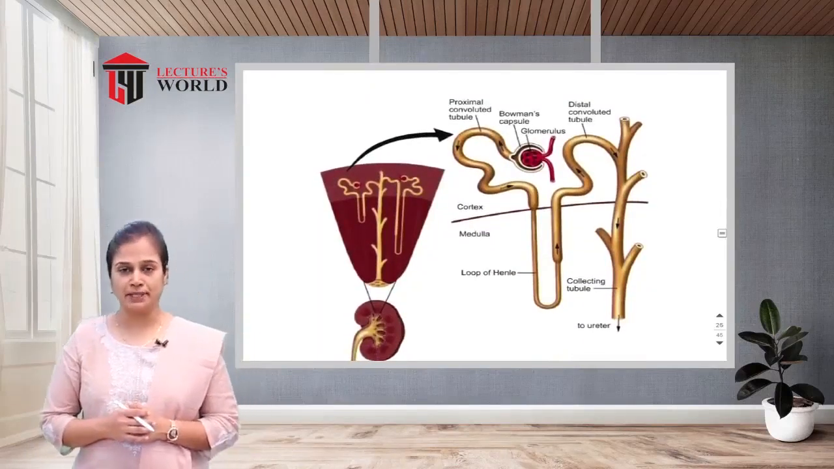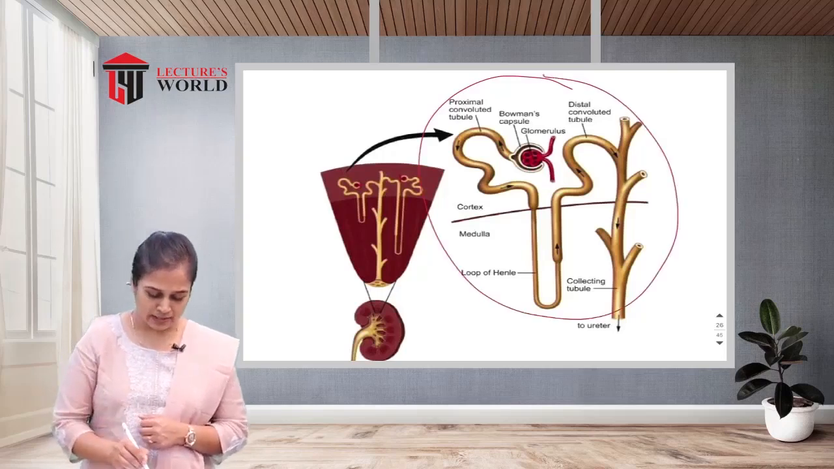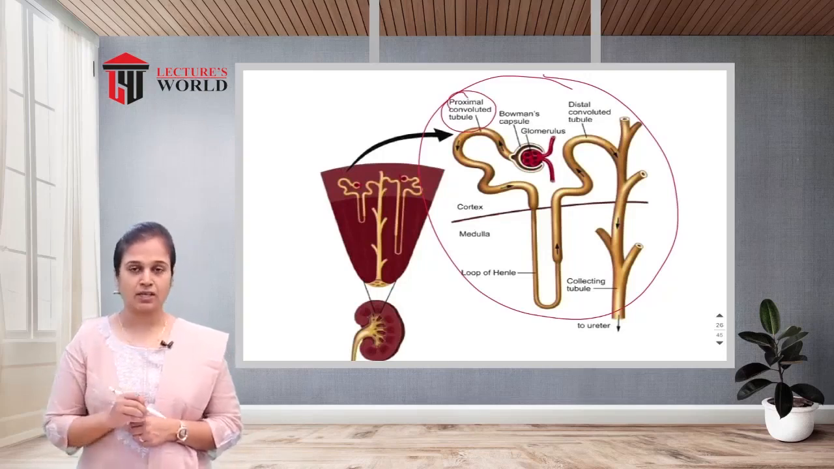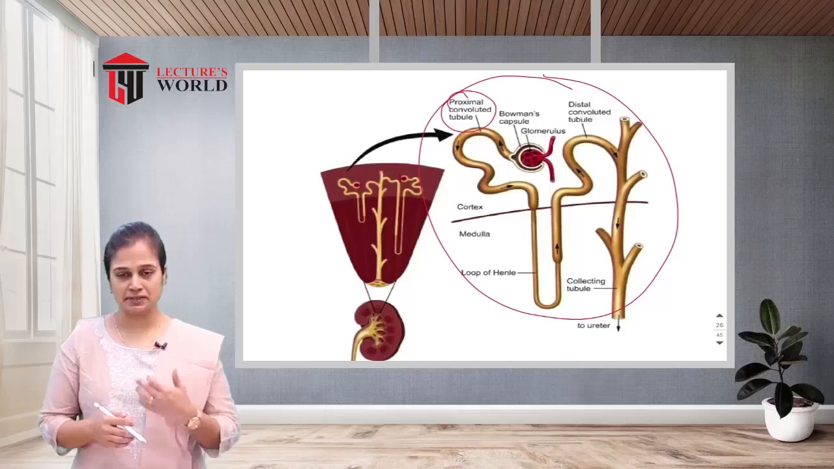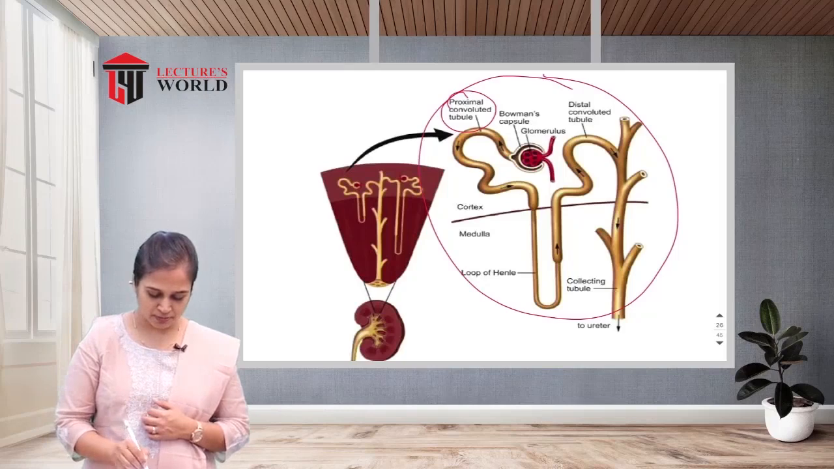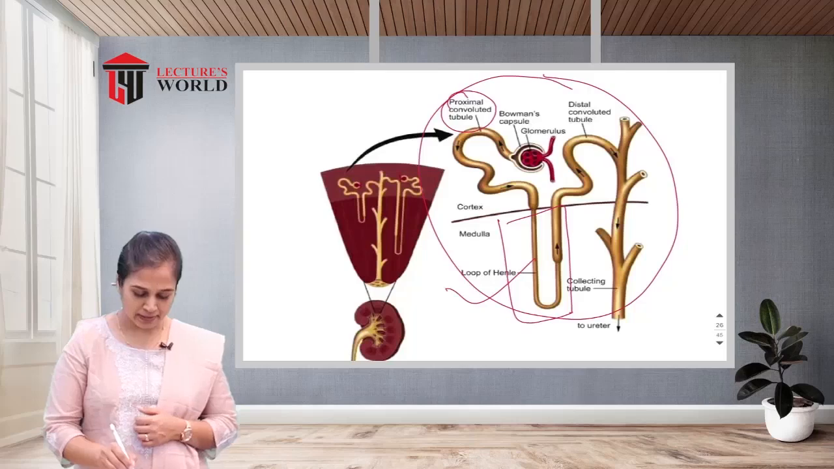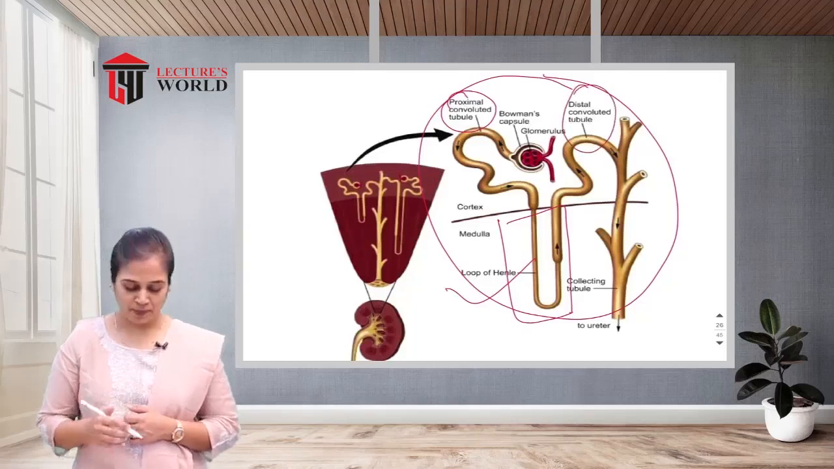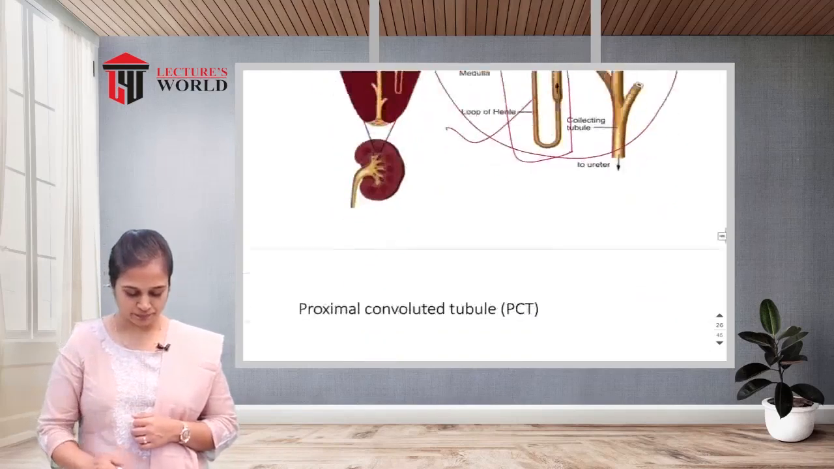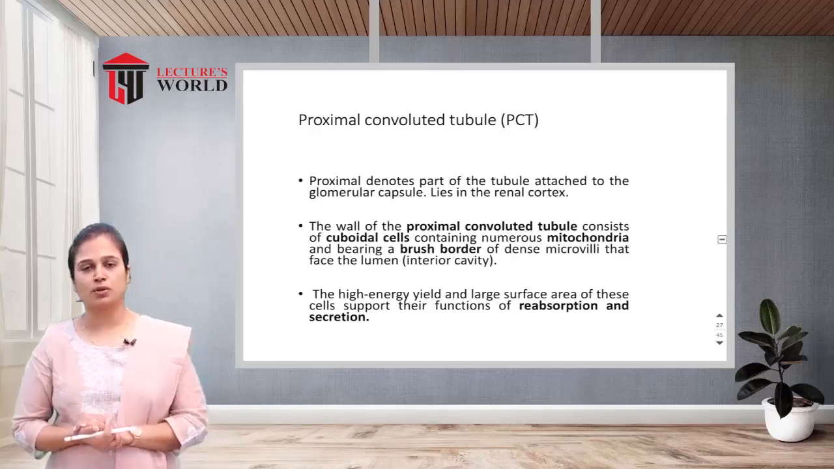You can see in the image, this is the nephron, right? And this is the proximal convoluted tubule. The meaning of proximal is the near one. This portion is called the loop of Henle, and distal means far, so that is the distal convoluted tubule. First we will talk about the proximal convoluted tubule.